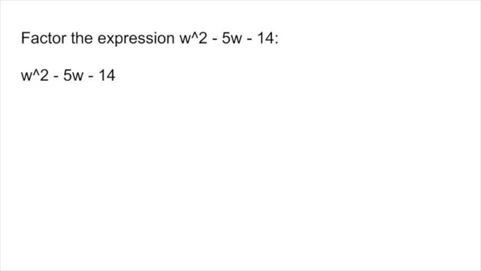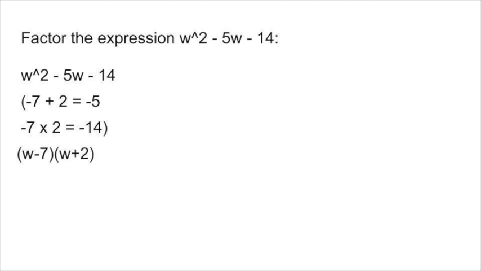To do this, we need to find 2 numbers that add to be negative 5 and multiply to equal negative 14. Those numbers are negative 7 and positive 2, as negative 7 plus 2 equals negative 5 and negative 7 times 2 equals negative 14. We put w in the first place in each set of brackets, followed by negative 7 and positive 2 to give us our final answer of w minus 7 times w plus 2.